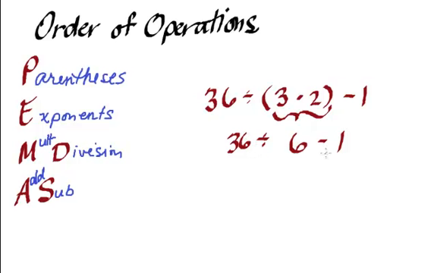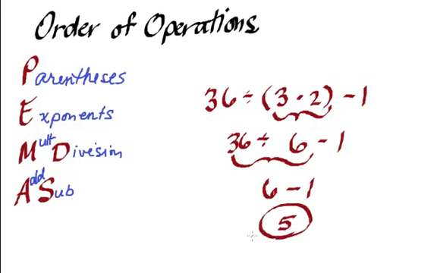Okay, so let's go on to our next step. We have division and subtraction left over. Division comes first in the order of operations. So we're going to do 36 divided by 6 first. Since division comes before subtraction, 36 divided by 6 is 6, minus 1. We get 5 for our final answer.